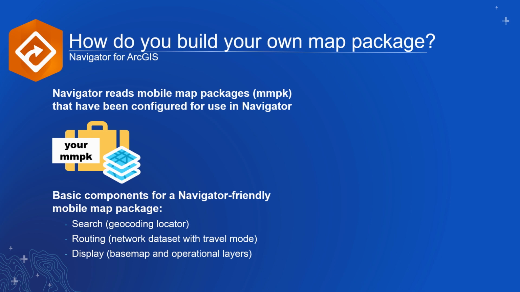But if you're making one for Navigator, it needs a few things. So you can configure your mobile map packages for use within Navigator by making sure that you include things like search. So you'll need a geocoding locator in those map packages. You'll need a route, so a network data set with a travel mode. And so that's what Heather was talking about a little bit. You can kind of define and set your own travel modes.